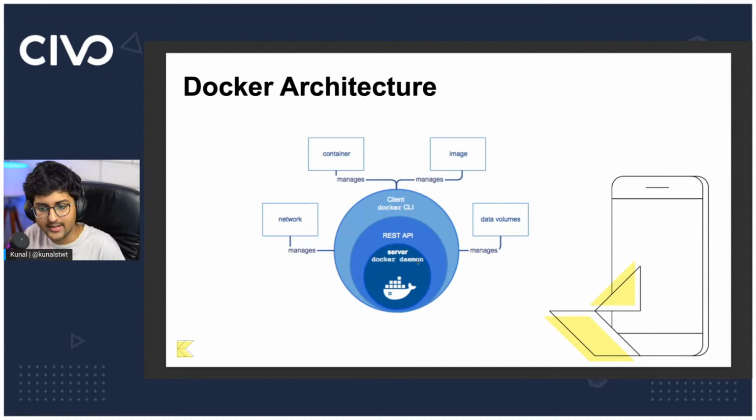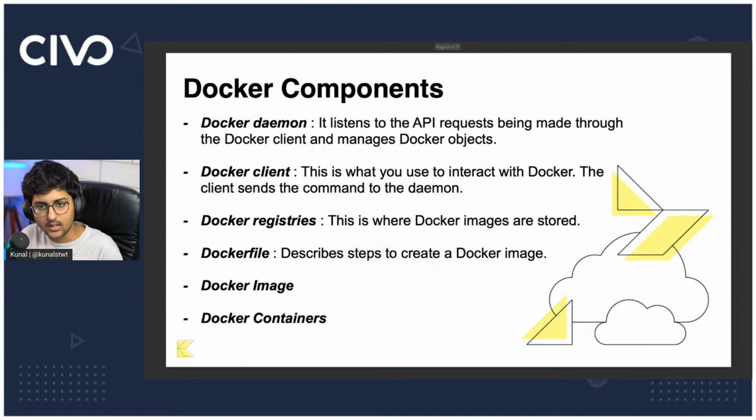You have the Docker daemon, which is like the server. You have the REST API. You have the Docker client, the Docker CLI, and that is pretty much it. This manages the containers and images. We'll look more into what images, volumes, and networks are. But in short, the daemon listens to the API requests made through the Docker client and manages Docker objects. Now, I know a lot of words are being said in this sentence, so let's look into it one by one.